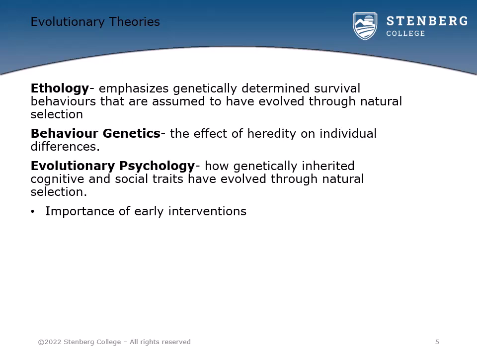Evolutionary psychology is a unifying approach to explain human behavior that involves all branches of psychology and life sciences. In particular, evolutionary psychology looks at how genetically inherited cognitive and social traits have evolved through natural selection.